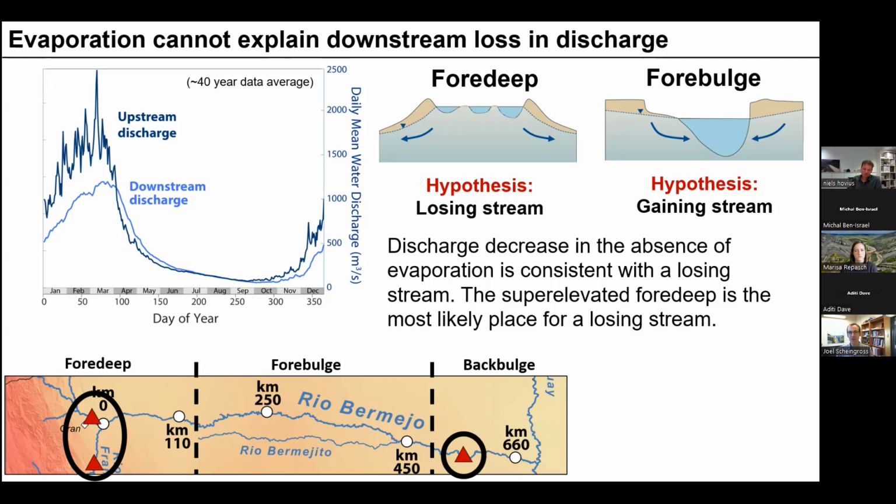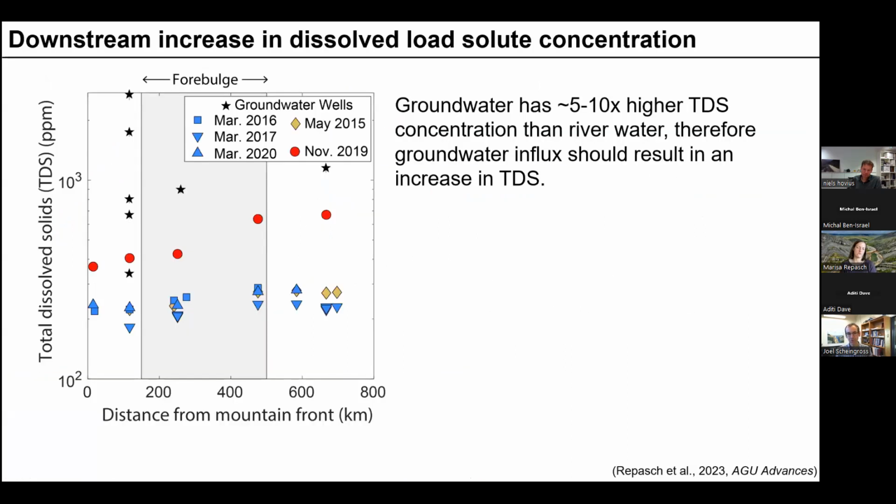And again, we're going to test that using the river water geochemistry. So what I'm plotting now is total dissolved solids on the y-axis, and on the x-axis is basically distance downstream along the Bermejo along a straight line. And I've shaded the forebulge here in gray for you to see. The colored symbols are all samples from the main stem Rio Bermejo, but I first want to draw your attention to the black stars. These are the groundwater wells that we were able to sample. And I'll point out that the y-axis here is on a log scale.